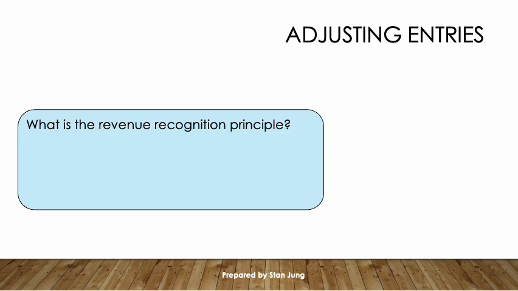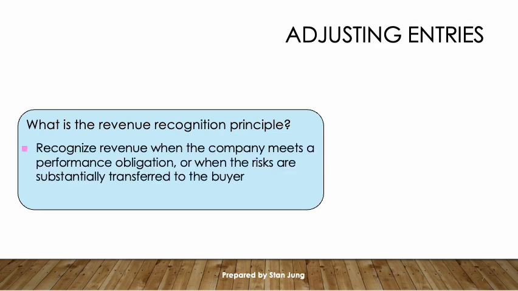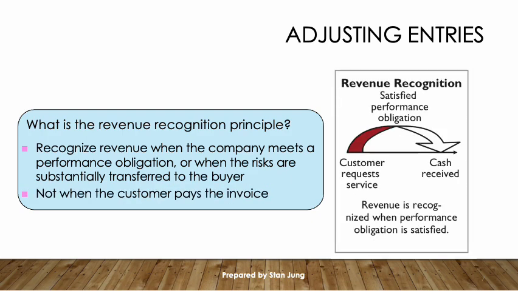Let's take a look then at the revenue recognition principle. The principle states that we should recognize revenue when the company meets a performance obligation, when we've done the work, or when the risks are substantially transferred to the buyer. So what does that mean then? First off, when we sign a contract with one of our customers, that does not represent revenue, nor when we receive cash for that contract. Neither of those transactions represents revenue. We will recognize revenue when the performance obligation is satisfied, meaning when we have done the work. That's when we will recognize the revenue.